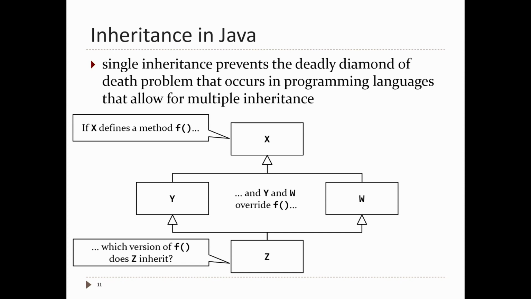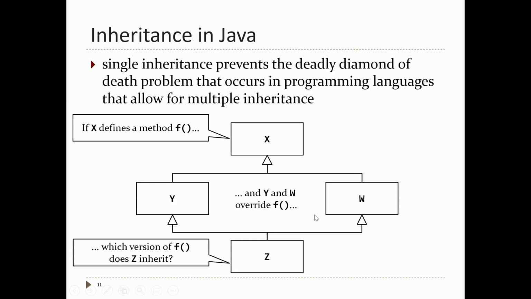In the deadly diamond of death, you have a class Z that inherits from more than 1 superclass. It inherits from Y and W, so it has 2 direct superclasses. Now Y only has 1 superclass X, and W only has 1 superclass X. The problem that happens is, suppose X defines a method, we'll call it F. We've got 2 subclasses, Y and W.